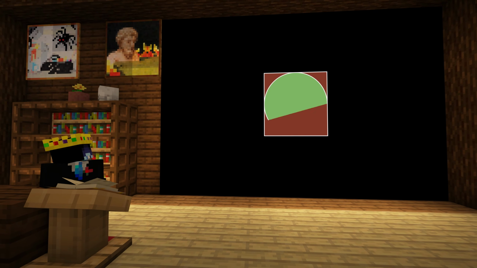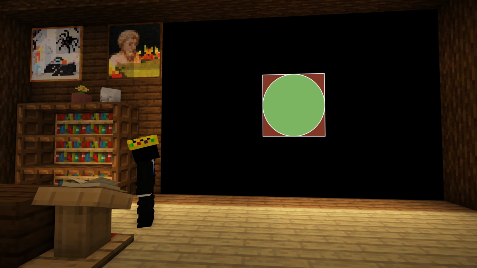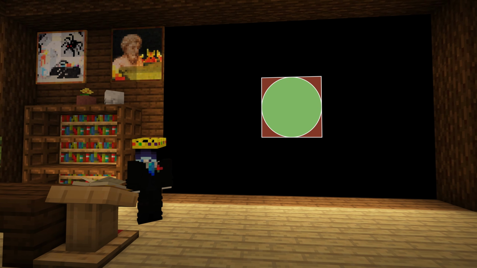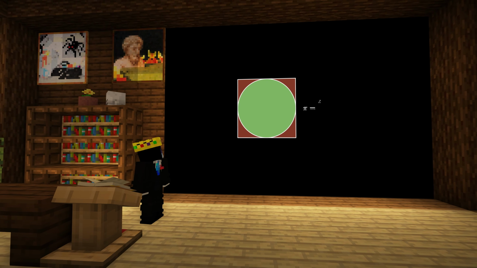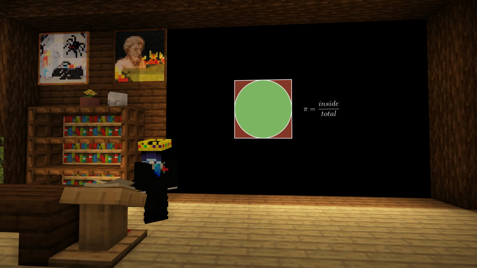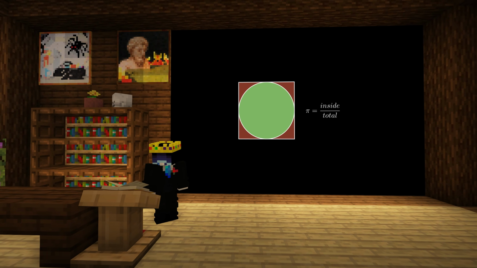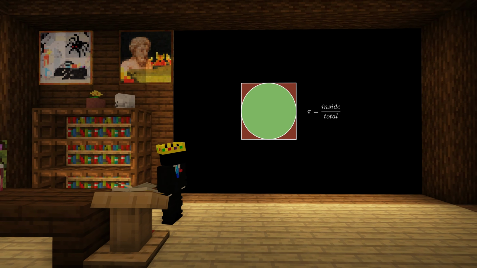So let's start by just drawing a circle in some blocks, making sure that the circle takes up as much space as possible. Our formula for finding pi is counting the number of times some random point in our box lands within our circle, divided by the number of random points that we computed. But how?